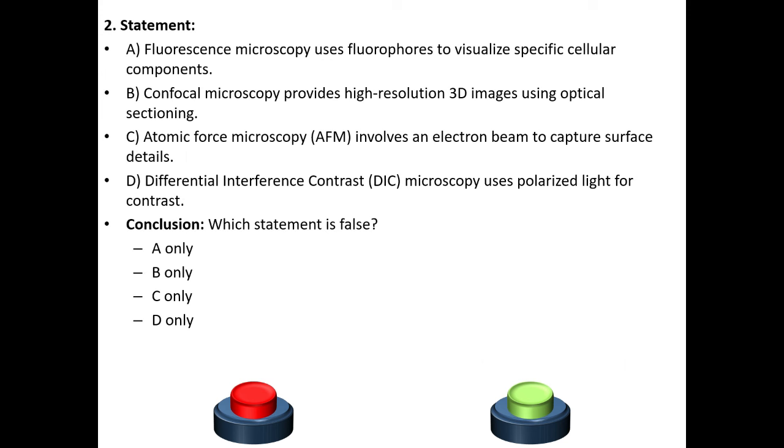Second question. A: Fluorescence microscopy uses fluorophore to visualize specific cellular components. B: Confocal microscopy provides high resolution 3D images using optical sectioning. C: Atomic force microscopy involves an electron beam to capture surface details. D: Differential interference contrast microscopy uses polarized light for contrast. Conclusion: Which statement is false? A only, B only, C only, D only.